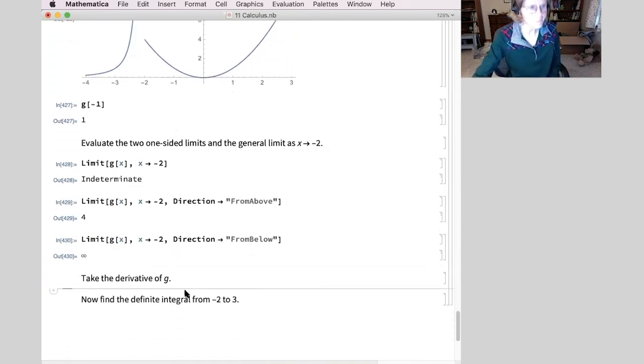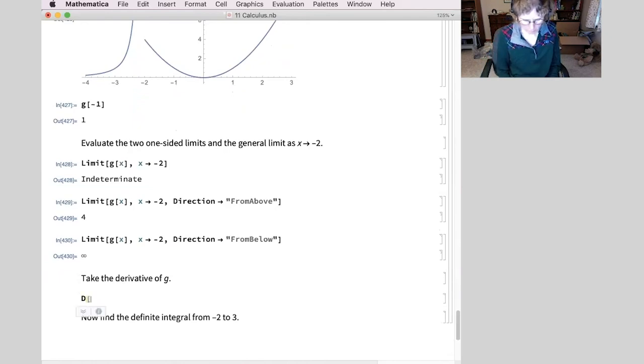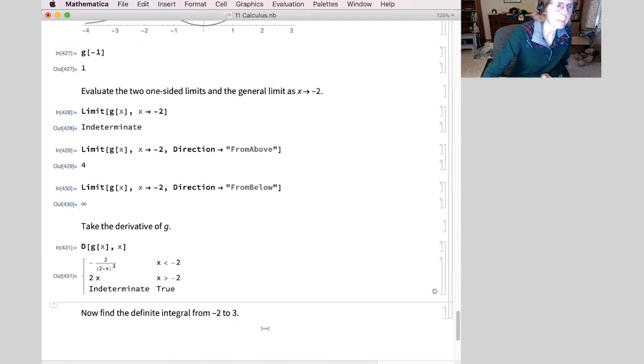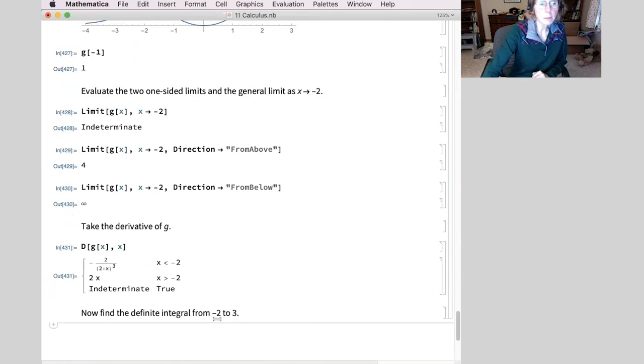Derivative. Okay, so derivative of g of x with respect to x. And I get these pieces. The equality doesn't show in here anywhere, but then it's just kind of losing that other piece. Yep, there's an indeterminate spot. That's true.